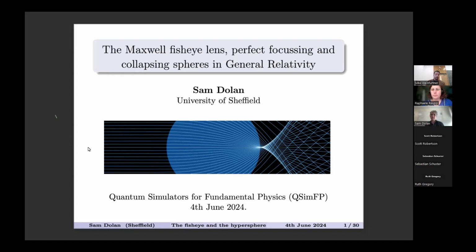So today we have Dr. Sam Dolan from the University of Sheffield. Sam is a senior lecturer in applied mathematics. His research interests include black hole perturbation theory, gravitational wave astronomy, modeling extreme mass ratio inspirals with gravitational self-forces, superradiant instabilities of black holes, and analog gravity. Today, Sam is going to be taking us through a talk entitled The Maxwell Fisheye Lens, Perfect Focusing, and Collapsing Spheres in General Relativity.